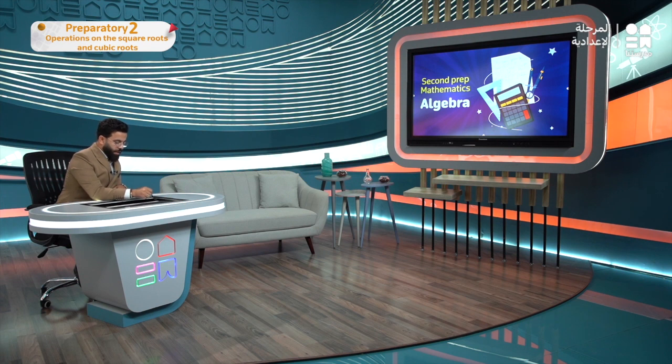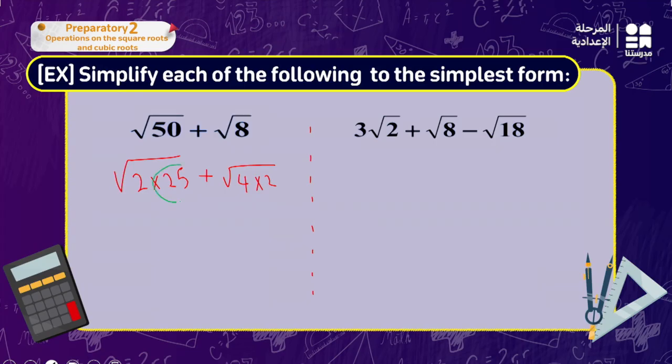So I have here, look with me, 25 is a perfect square number, 4 is a perfect square number. So 25 can get out of the root because it's a perfect square. It has a square root. So what does it become outside the root, guys? Yes, 5. And 4 can get out of the square root, what is it? 2. The square root of 4 is 2.